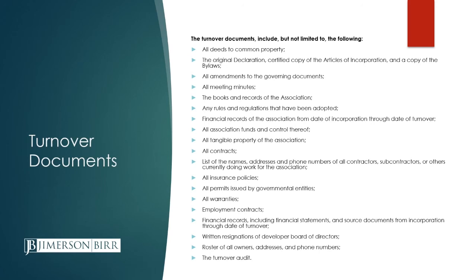If the association has contracts with maintenance, landscape maintenance, or other entities, all contracts have to be turned over as well. Even contracts that have expired, those are part of the records of the association as well. They got to provide lists and names, addresses, and phone numbers for all the contractors, subcontractors, or others that are currently doing work for the association. They got to give all insurance policies, any permits that were issued by governmental entities.